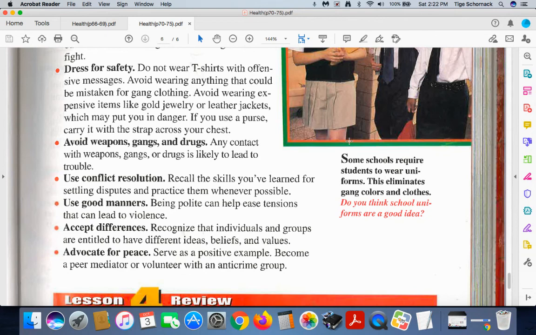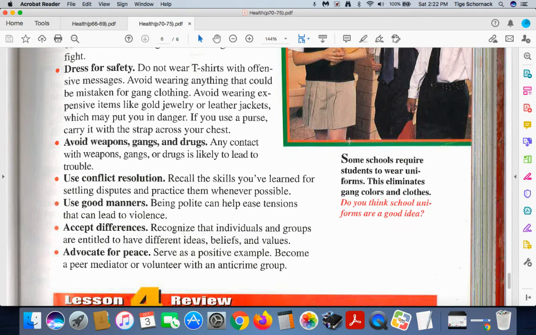Same thing goes, I'm a Violet Pirate. I like to poke fun at Pleasant View Middle School because they're our natural rival, out here in the Mesa. Doesn't mean I hate them. I may think they're stinky and smelly, but I don't hate them. And then advocate for peace. Serve as a positive example. Become a peer mediator or volunteer with an anti-crime group.